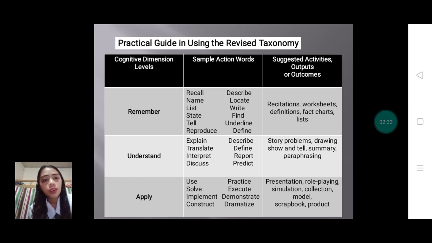Next is apply. Sample action words: use, solve, implement, construct, practice, execute, demonstrate, dramatize. The possible activities that you could use are presentation, role playing, simulations, collection, model, scrapbook, and product. Application is when you are using information in a new way.